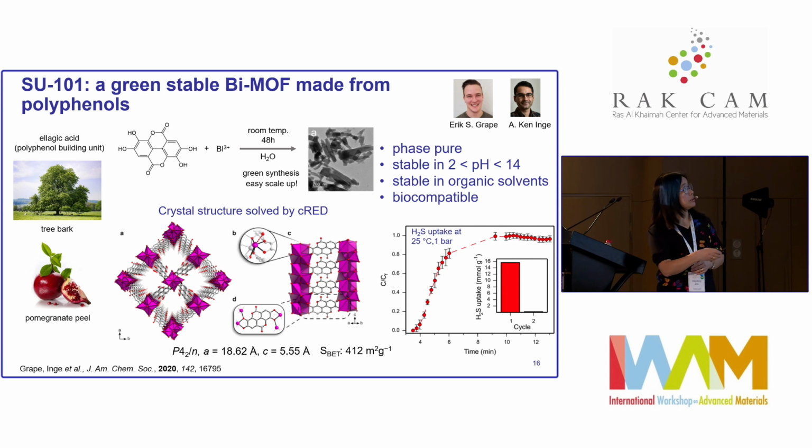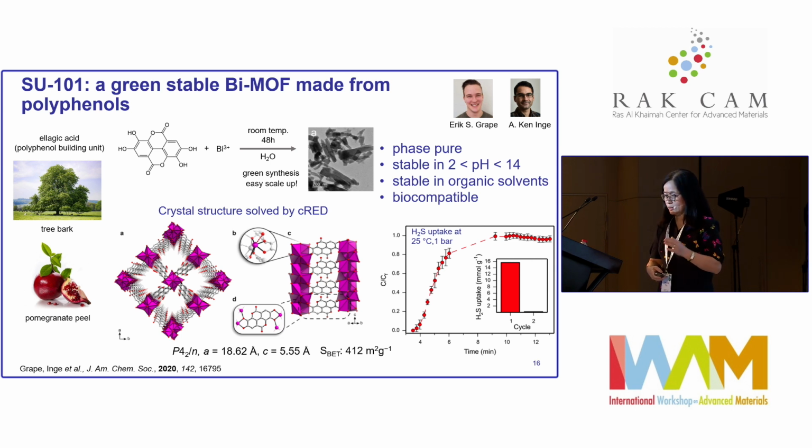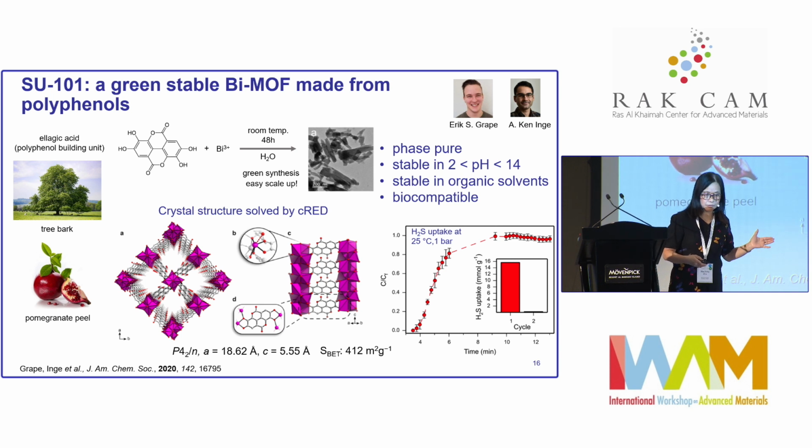Those linkers can be extracted from natural waste. Using this with bismuth, he made SU-101, and the structure could be directly solved, again, by using electron diffraction. It has a very stable structure, and it has hydrogen sulfide uptake with very good properties.